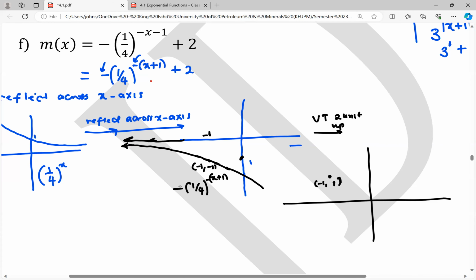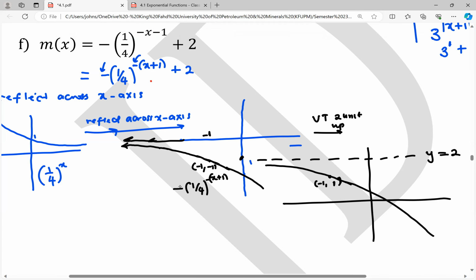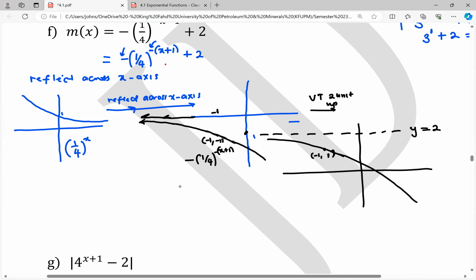And then it will just go up, something like this. And then our horizontal asymptote is going to be the line y equals 2. So let's see what the y-intercept is. We can always find the y-intercept. So for the y-intercept, what do you do? The y-intercept is simply, you put x to be 0.